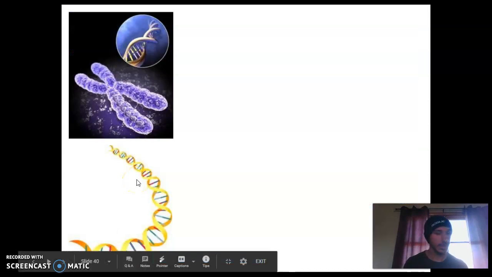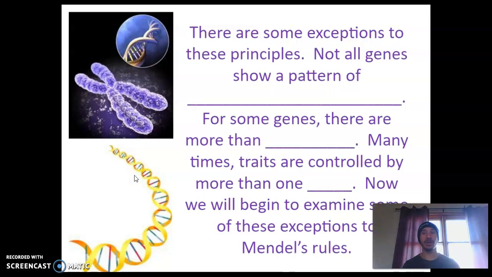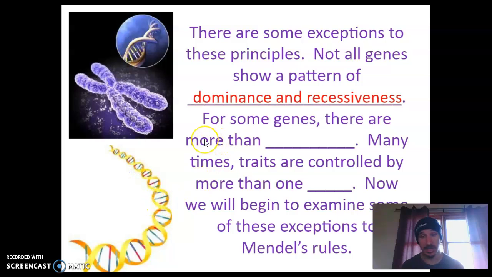We're on time here. All right, let's get through this slide. So there are some exceptions to these principles. Not all genes show the same pattern of dominance and recessiveness that Mendel got to so closely study. For some genes, there are actually more than two alleles, which I've told you guys. Many times, traits are controlled by more than one gene, too. And if one gene has 2+ alleles and there are 10 genes controlling a trait, that can get pretty complicated. So we're actually going to take a look at some of these exceptions to Mendel's rules.